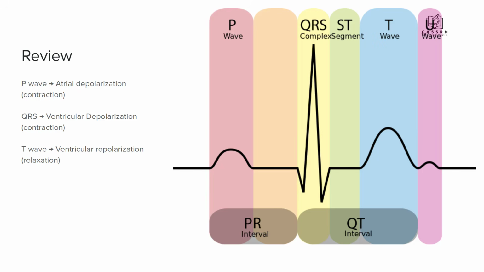That is when the atria are getting that impulse to depolarize, and it's going to cause the atria of the heart to contract. Then we have the QRS complex, which is ventricular depolarization. This is when the ventricles of the heart are contracting because they're receiving that electrical impulse. And then the T wave is when the ventricles are repolarizing or relaxing. That's important because we need the ventricles to refill properly with blood so that they can then contract again and get that full force and that full volume of blood out to the body.